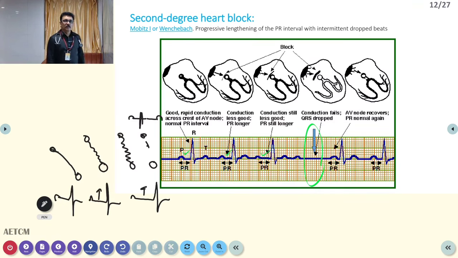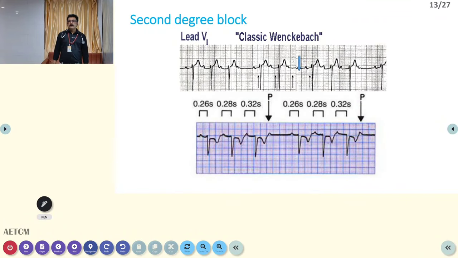This is called Wenckebach's phenomenon or Mobitz type 1 heart block. So what you are seeing here is a classical Wenckebach's phenomenon. You can see the PR interval is okay, then slightly prolonged, then a little more prolonged, then there is no QRS complex. But the P wave is still there.